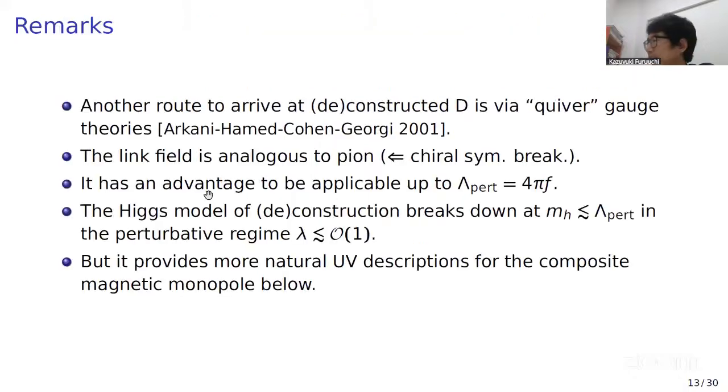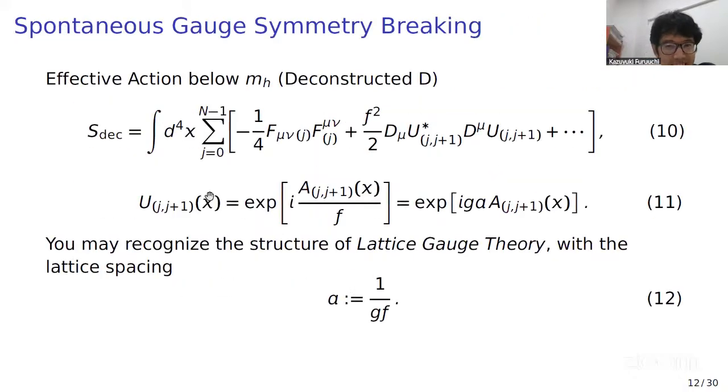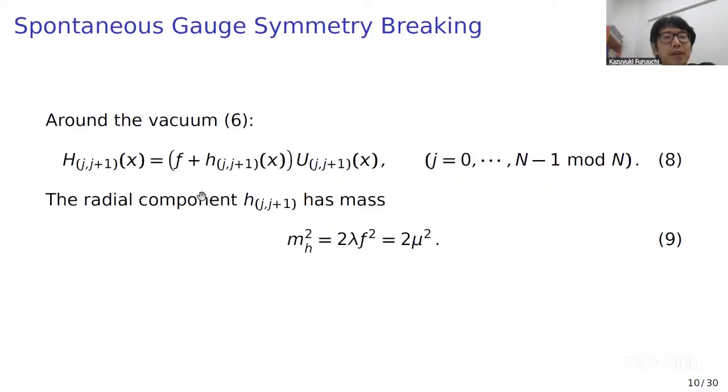You're asking something about H. A Higgs field, yeah, Higgs field. So the radial component, its radius is fixed with some fluctuation. Then it becomes a U(1) field, which becomes a link variable in terms of lattice gauge theory.